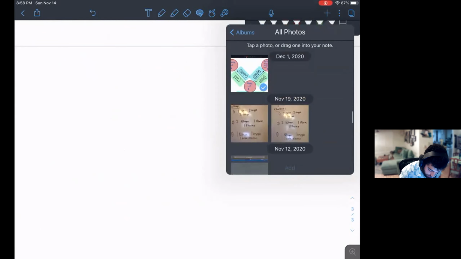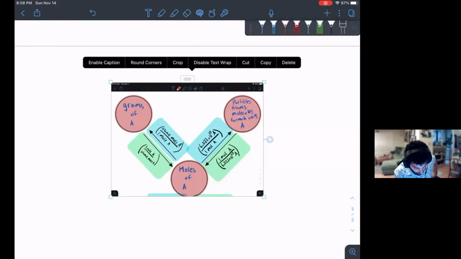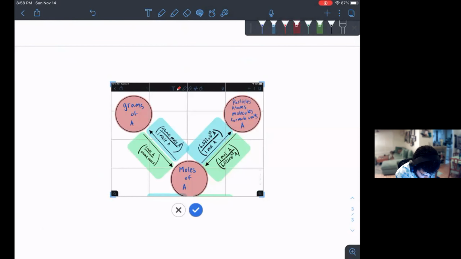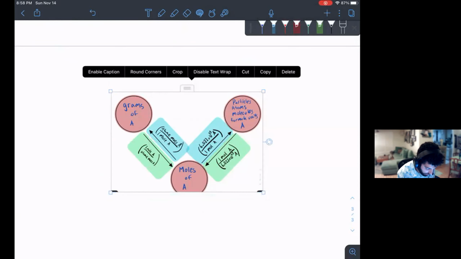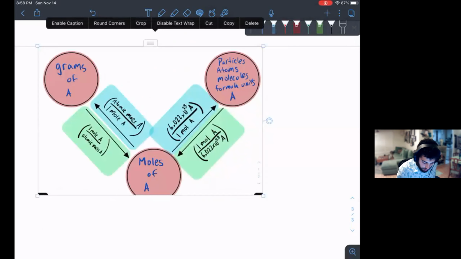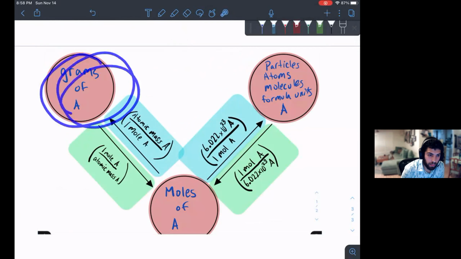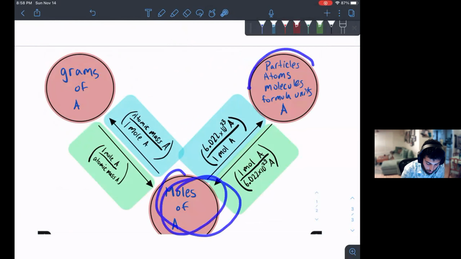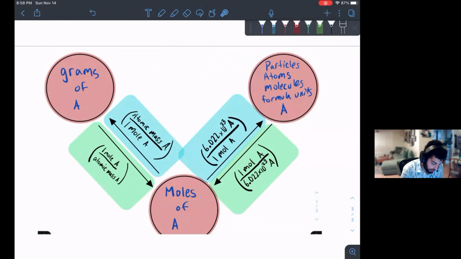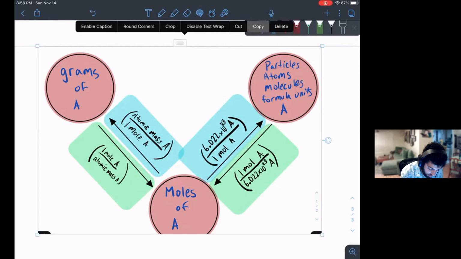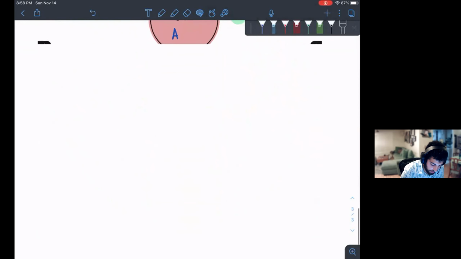It is this. So what I have right here is what I like to call the mole island, and I'm going to crop it just so it's a little more manageable to deal with. And what this mole island does is it allows you to go from any unit, grams, moles, or particles, to any other unit. All you have to do is follow the arrow. And so I'm actually going to go ahead and demonstrate its usage. Let me just copy that real quick so that I can access it later.